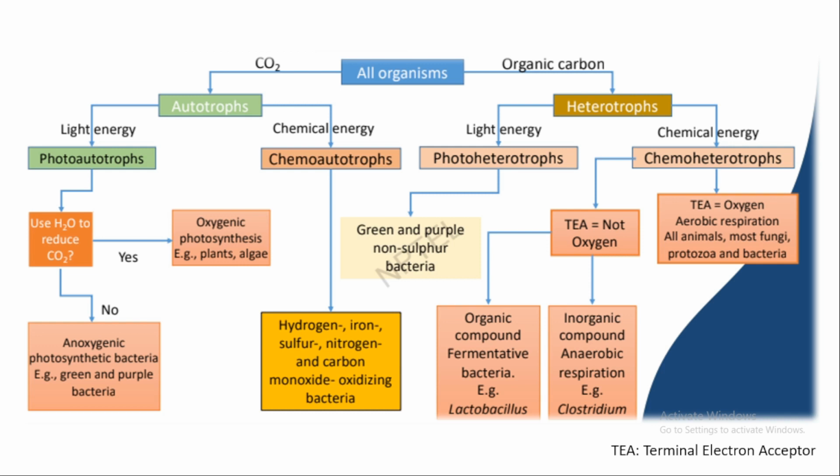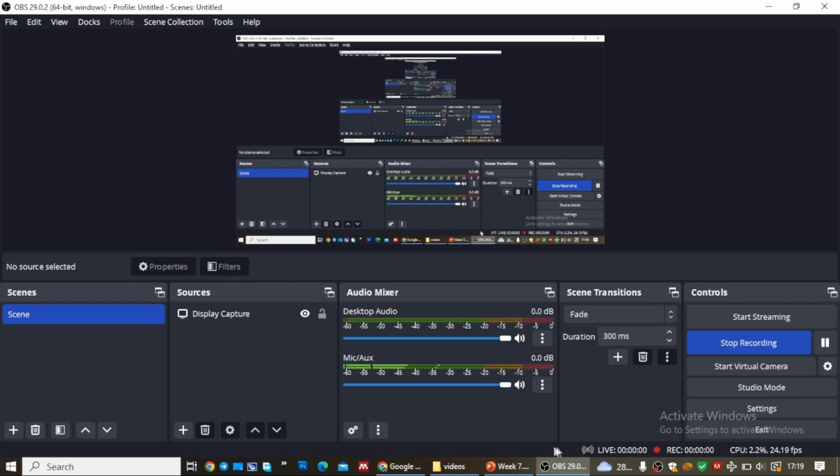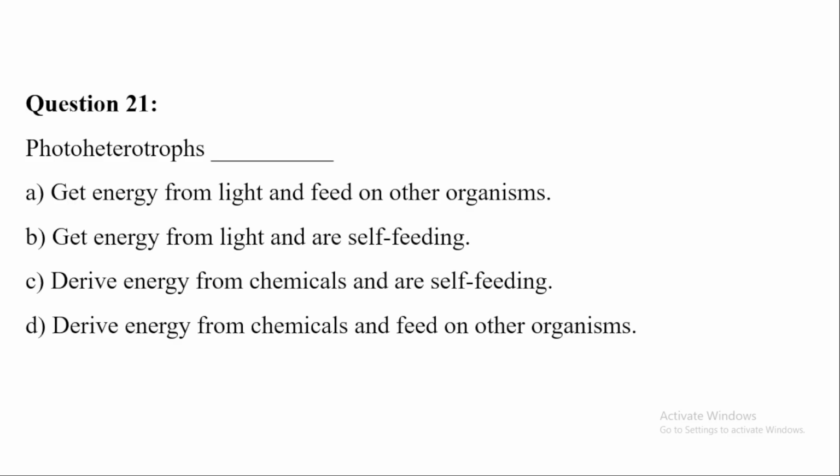So if you see this question that I asked, you have now understood all the modes. Get energy from light means photo, feed on other organisms means heterotroph. So get energy from light and feed on other organisms is photoheterotroph. The second option, get energy from light and self-feeding. Self-feeding means autotroph, so it will be photoautotroph.